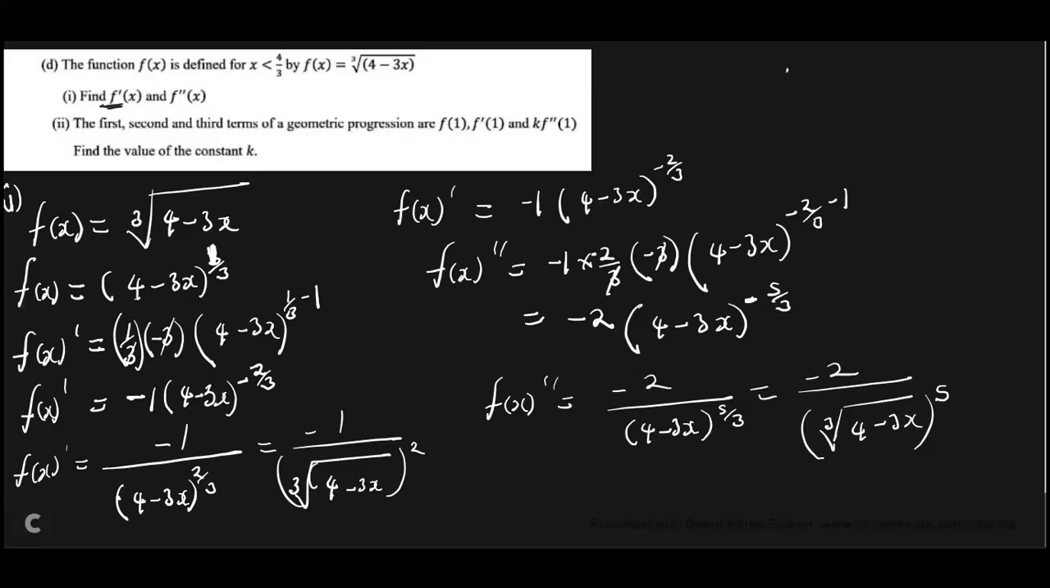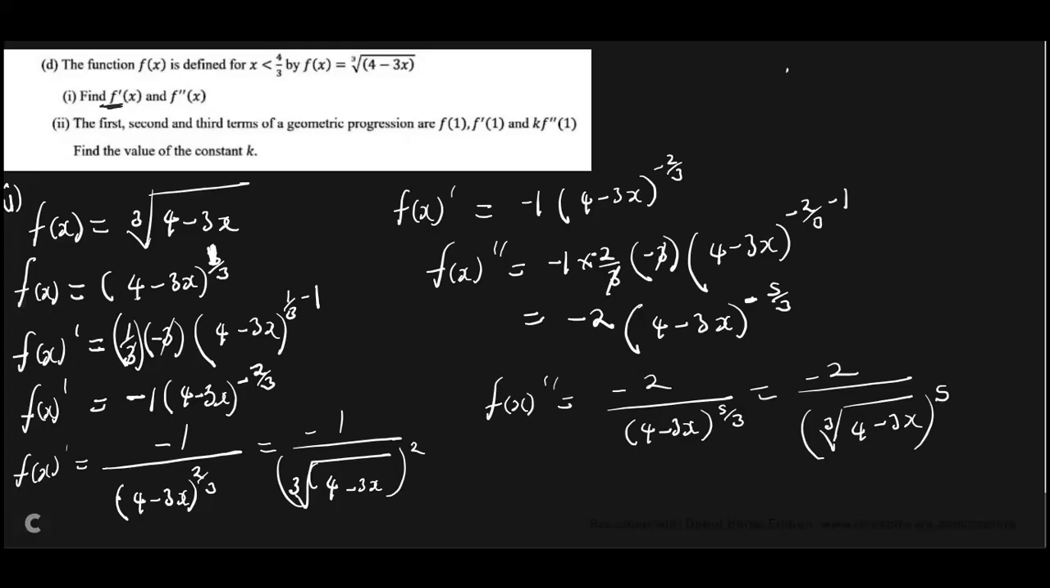So from there now, you have the first derivative and also the second derivative. Now let's go to question 2. Question 2 says the first, the second, and the third terms of the geometric progression are f of 1, f of the derivative of 1 and the second derivative of 1, with times k.